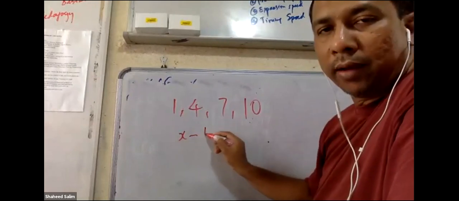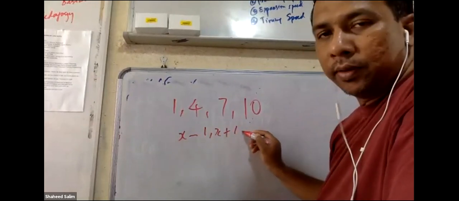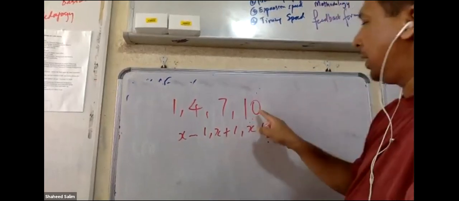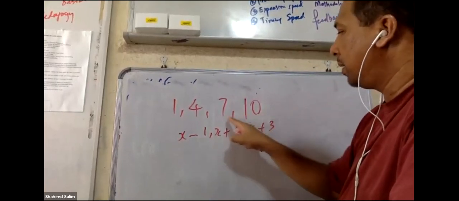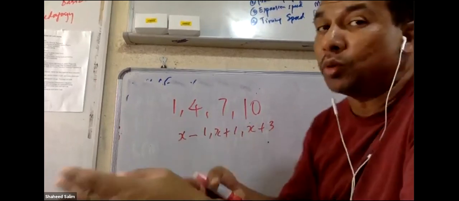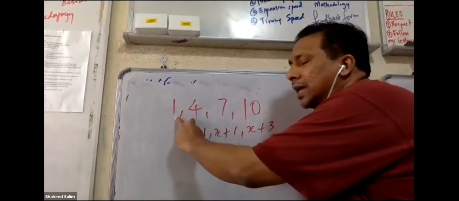X minus 1, X plus 1, X plus 3, right? So you take any two terms. I take these two terms, 10 minus 7, 3. 7 minus 4, 3. 4 minus 1, 3. So it doesn't matter which two terms, as long as they are side by side.